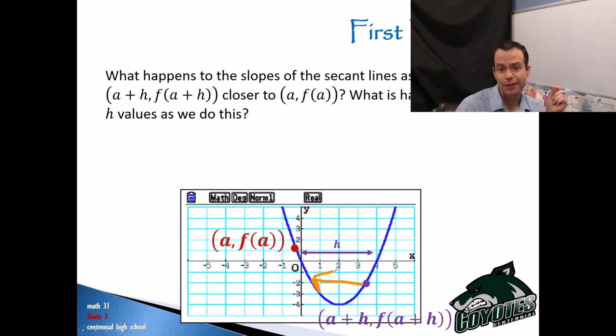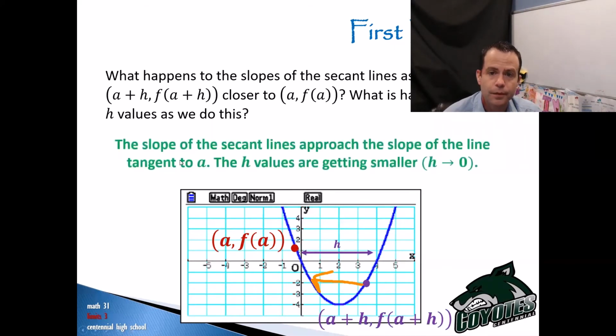h approaches 0, because as I move that purple point closer to that red point, the distance between the 2 points gets smaller and smaller until they're right on top of each other, which means h would then be 0. So for this method, we're still setting up a slope formula, but h will approach 0. So the slope of the secant line approaches the slope of the line tangent at a, and the values for h are getting smaller, so h approaches 0.